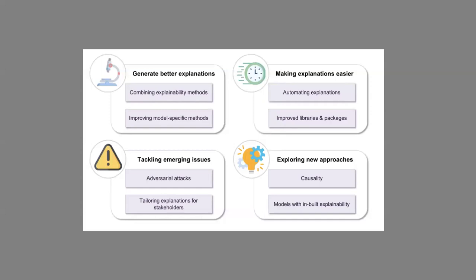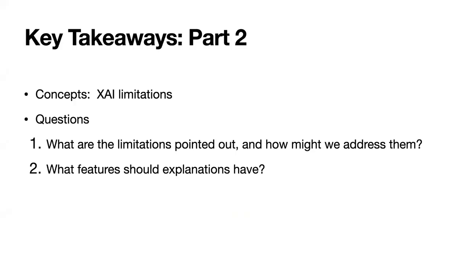So this is a summary of all of these points. We need explanation techniques that are able to combine and improve the pipeline and automate, whereas we also need to look at things like tailoring explanations for different stakeholders. We need to look at models that are transparent by design, so to speak, as well as have some notion of causality. That's essentially the takeaways that we have for this last bit.